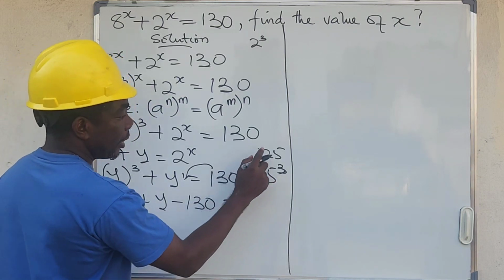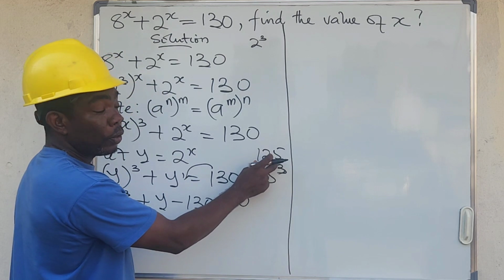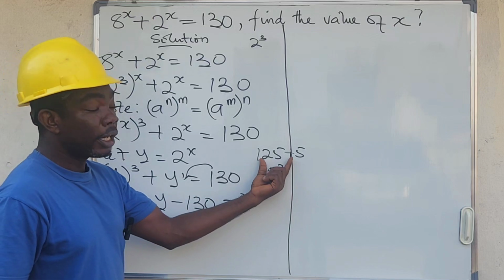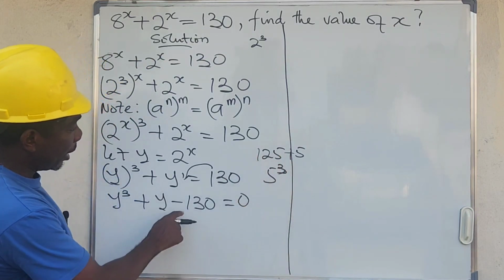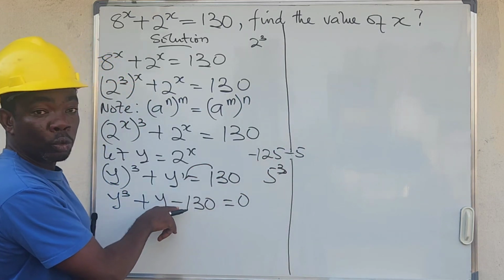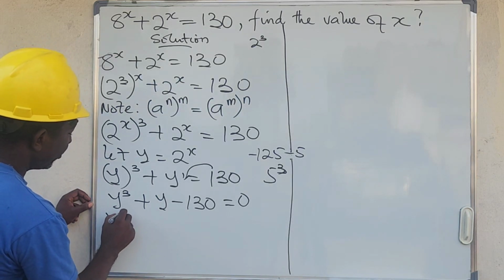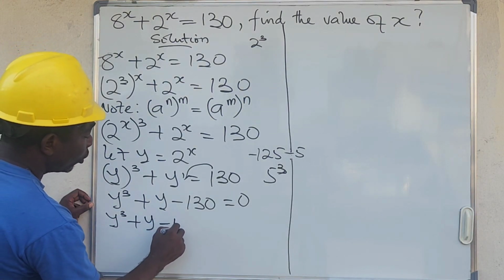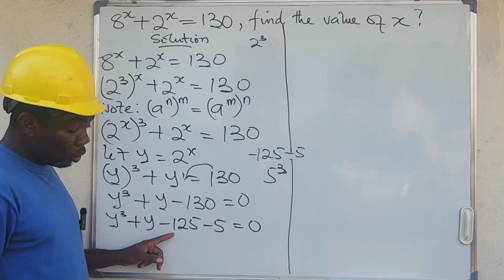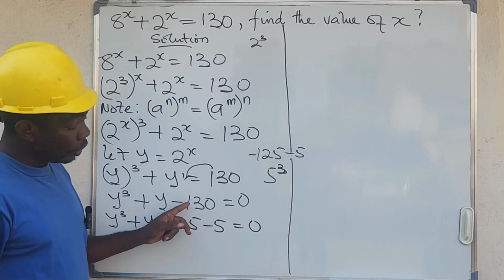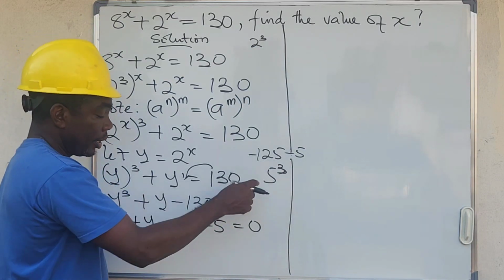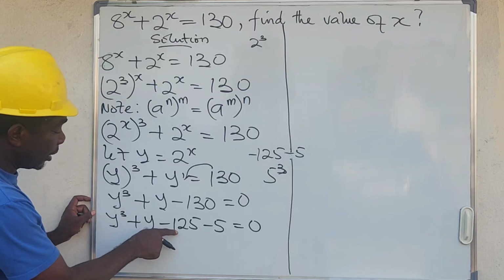So 130 is going to be 125 plus 5, which gives you 130. So here we are going to substitute 125 plus 5. We put a minus here, which gives us minus 130. So here it will become y raised to the power of 3 plus y minus 125 minus 5 equals 0. In this case, minus 125 minus 5 is minus 130. So that when we substitute 5 raised to the power of 3 into this place, all of them will have the same cube. Let's do that.